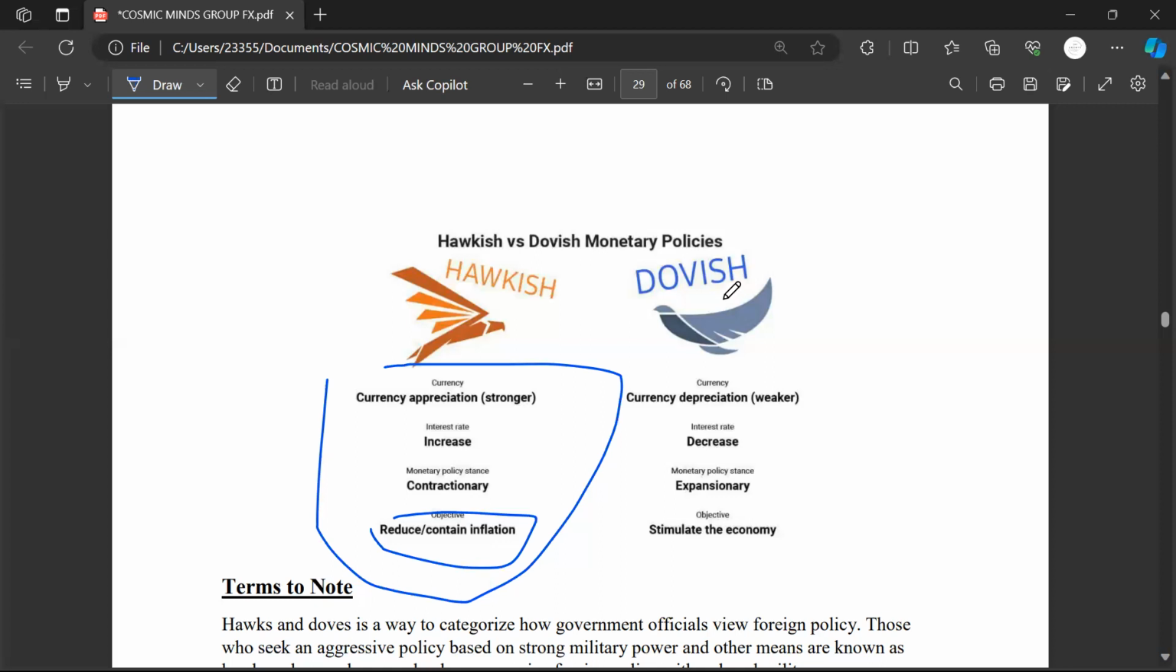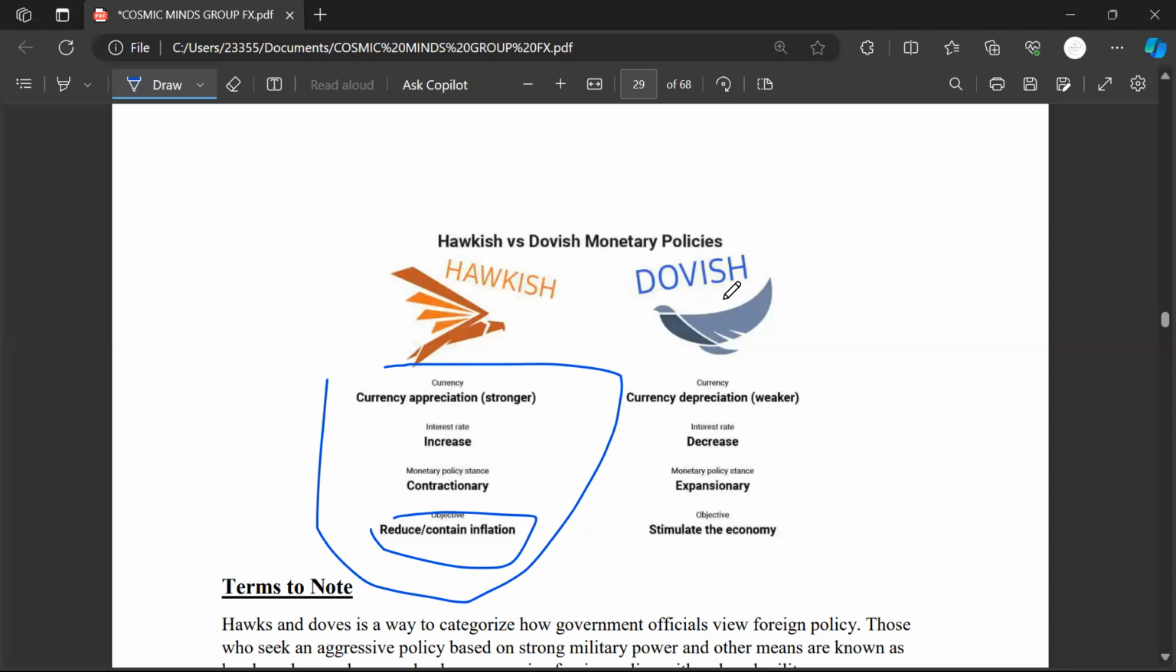Now, when you look at the dovish one too, dovish means the currency of that country or that nation is becoming weak, right? You understand? There's less demand for that. The money is very weak, it is just depreciating, right? And then we have the interest rate, which is very weak, reduced, right?